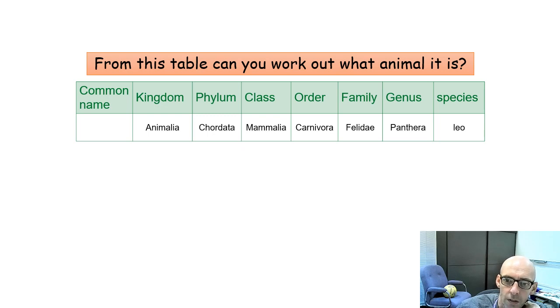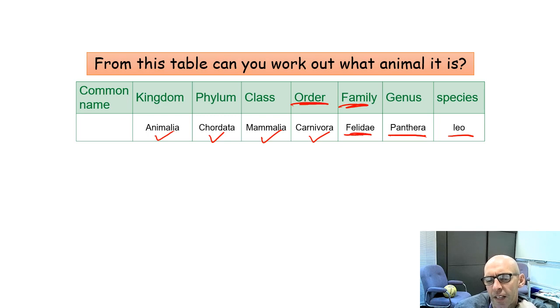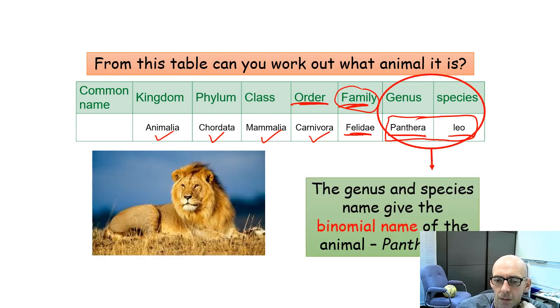This is Leo the lion. Its name is Panthera leo. A lion, it's in the animal kingdom. It has a spine. It's a mammal because it's warm-blooded with hair. It does eat meat, so it's in that carnivore order. So a lion is in the same order as a wolf. But where the family was Canidae, this is Felidae, the cat-like family. So a lion is in a different family, a different genus, and it is a different species to a wolf. But the binomial name, Panthera leo. There he is. Panthera leo, binomial name.